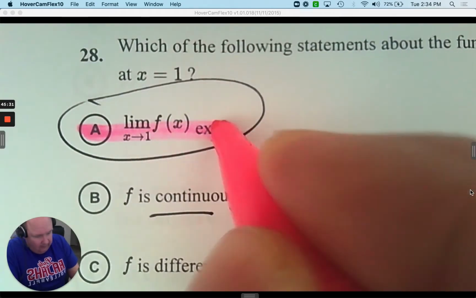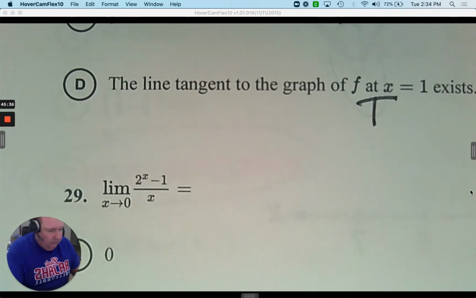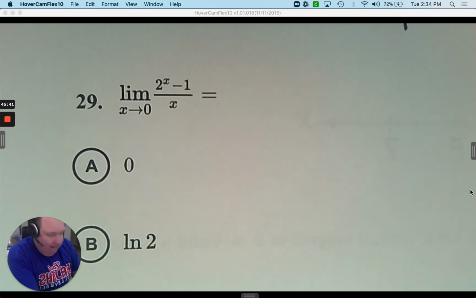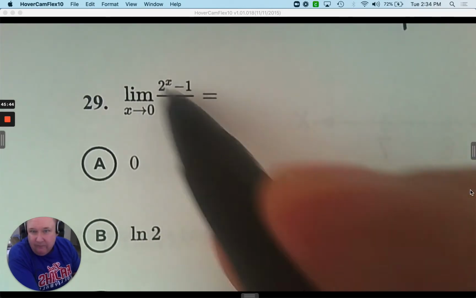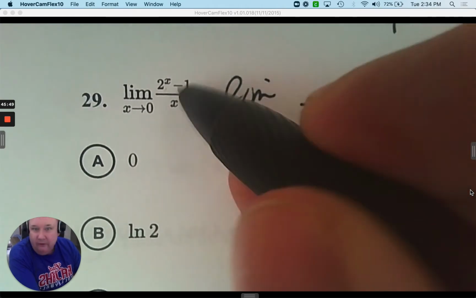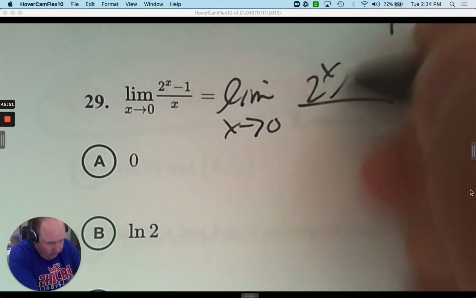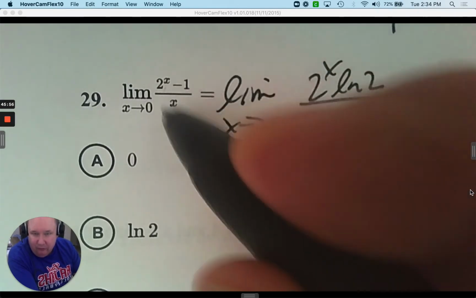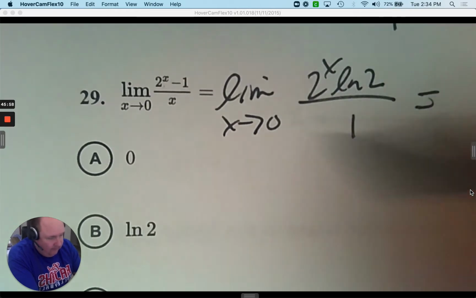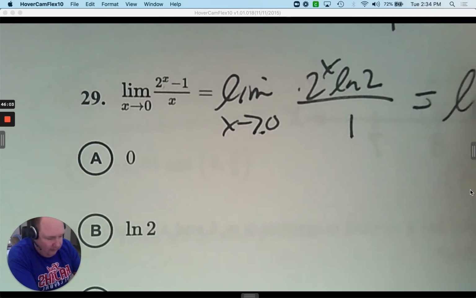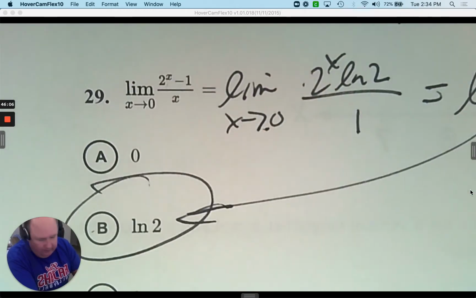All right, number 29. What's the value of the limit as x approaches 0? If I evaluate at 0, I get 0 over 0, which is indeterminate. I'm going to use L'Hopital's rule. The derivative of 2 to the x is 2 to the x times ln 2. The derivative of -1 is 0, and the derivative of x is 1. If I substitute 0 in for x, 2 to the 0 is 1, and that leaves me just with the answer ln 2. There's my answer. Done.